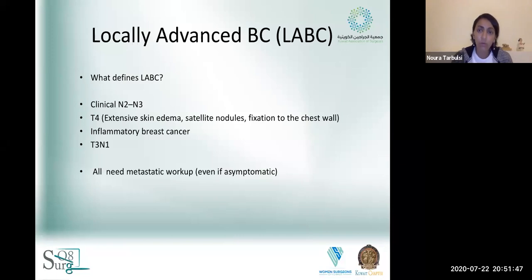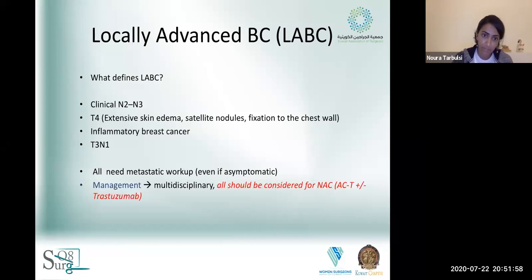All patients with locally advanced breast cancer need a full metastatic workup, including CT chest, abdomen, pelvis, and bone scan, even if they are completely asymptomatic. All patients with locally advanced breast cancer must have a multidisciplinary approach. All of them should be discussed in tumor board. Even in the exam, once you identify that you're dealing with a locally advanced breast cancer or stage 4 breast cancer, you have to say that I will discuss this case at the multidisciplinary tumor board for further management. All of them should be considered for neoadjuvant chemotherapy.